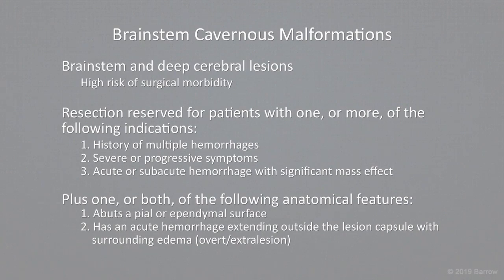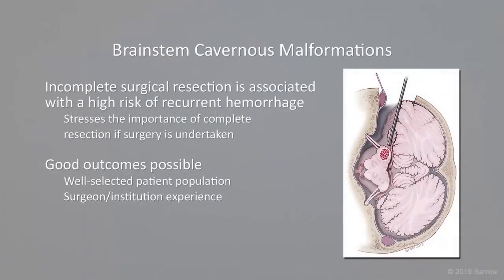We also ask that one of the following favorable anatomic features are also present before deciding on whether to operate on these deep lesions. If the lesion abuts a pial or ependymal surface, or if the lesion has an acute hemorrhage that extends outside the lesion capsule with surrounding edema, we believe that these lesions are more amenable to surgical resection.